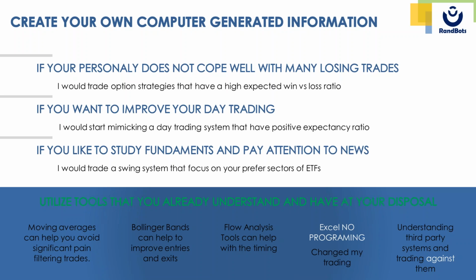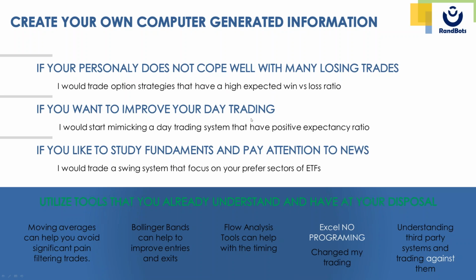For example, in the beginning of my trading career, I was trading equities. And then I gravitated to options because it matched my personality. I was not doing very well, having a 50 or 60% win-loss ratio. So I went to strategies that gave me a higher expectancy of winners versus losers. I gravitated into options, and that worked very well for me.